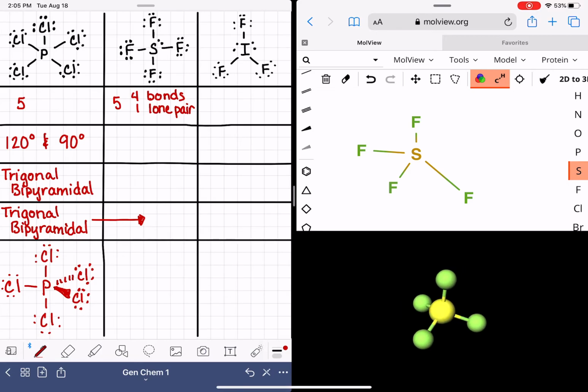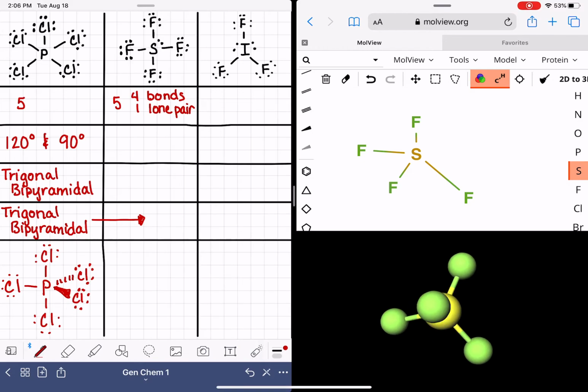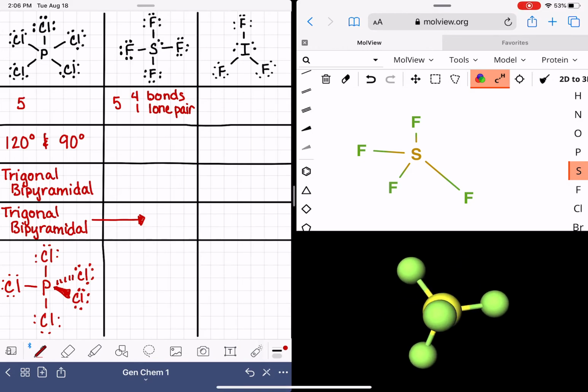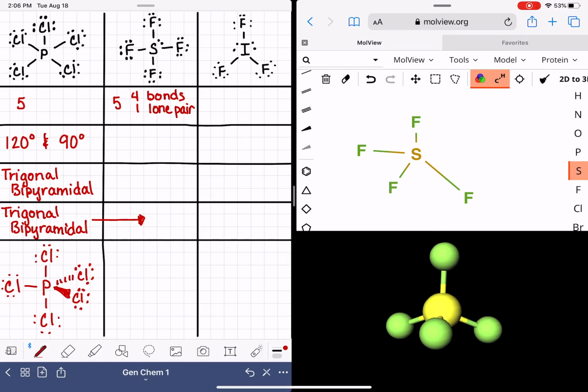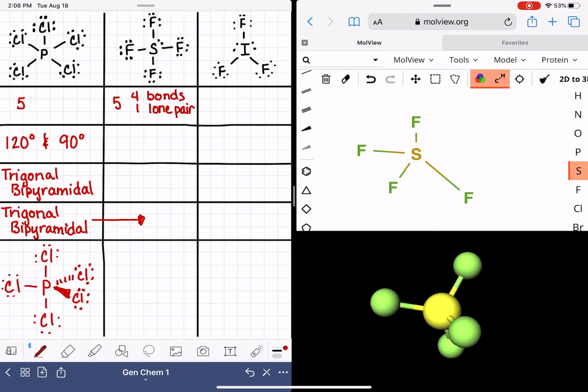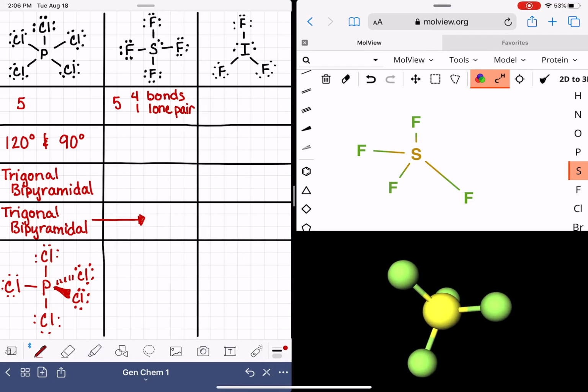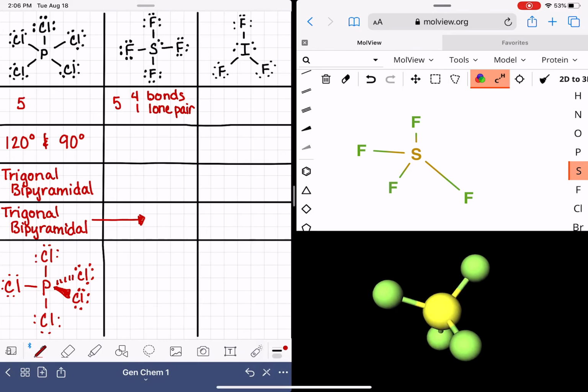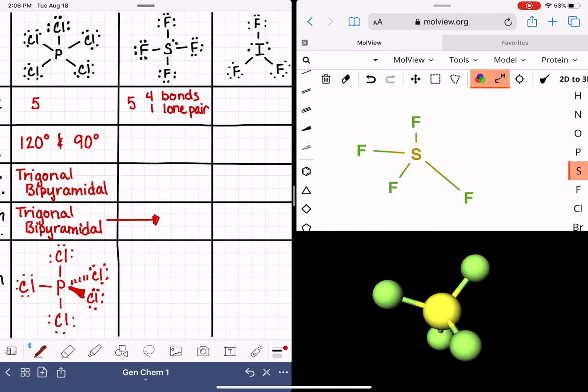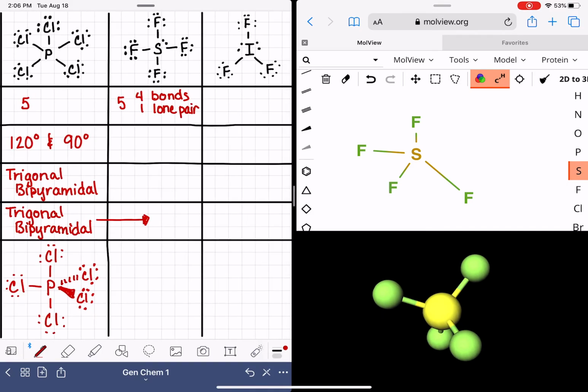Now, this is actually the only one that we're going to see in this video that mole view does not accurately model. Mole view makes it look like this, a shape you've seen before. This is called the tetrahedral shape, and this is actually an inaccurate shape for this particular molecule. What I'm going to do is attempt to draw it over here in this space, and hopefully you can visualize what it would look like.